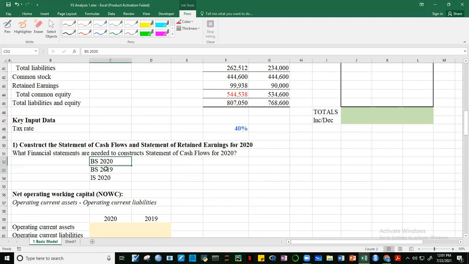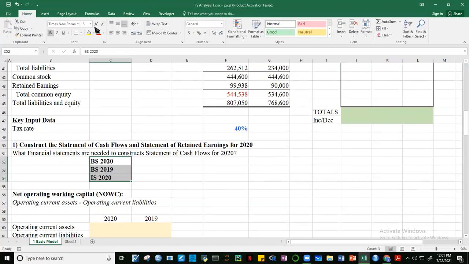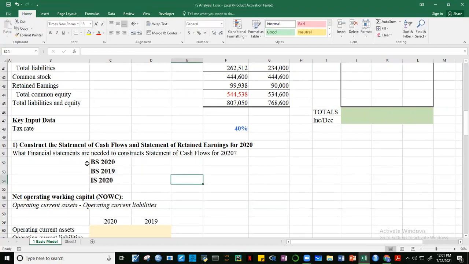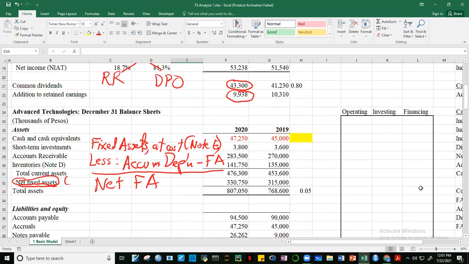Okay, ito yung 3 financial statements na kailangan natin para makapag-construct ng cash flow statement for 2020. May balance sheet ba tayo ng 2020, guys? Do we have balance sheet for 2020? Okay, yes. Thank you, Mike. Thank you, Ada. Thank you, Hans. Yes, we have, no? Thank you, Mika.